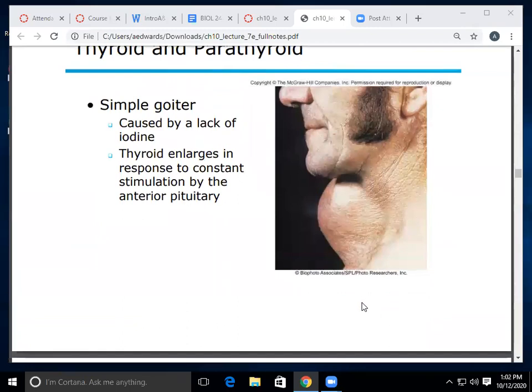Okay, so here's a medical implication, the goiter. Remember how we said that T3 and T4 had iodine atoms in them? So if you have a lack of iodine in the diet, and a lack of iodine in your bloodstream, the person can get a goiter. And then the thyroid gland is going to enlarge. And that's going to be because it's being constantly stimulated by the anterior pituitary.